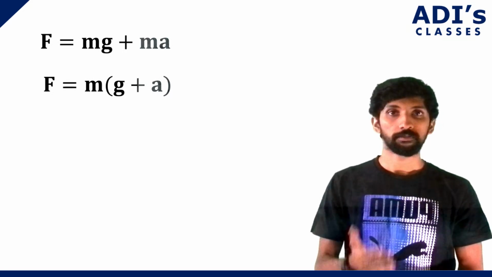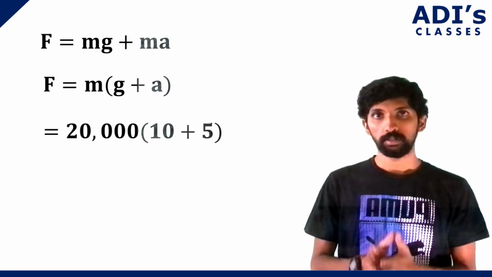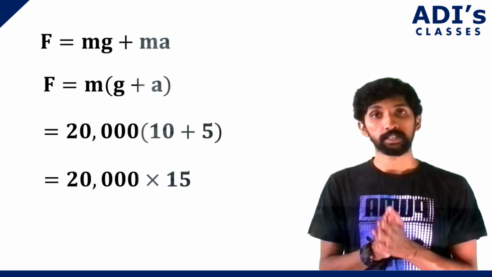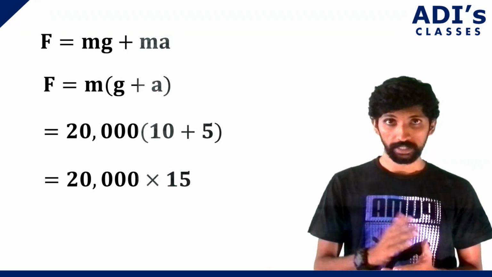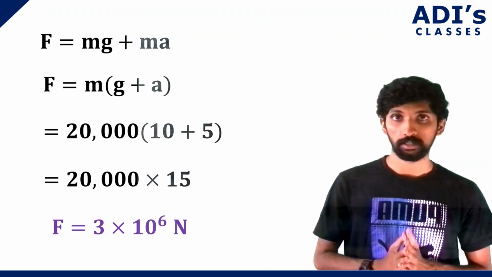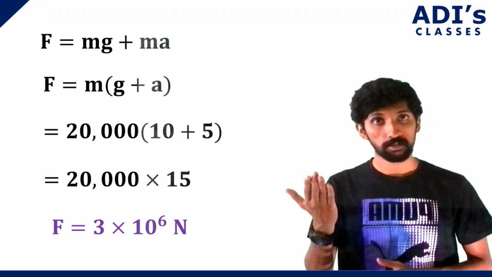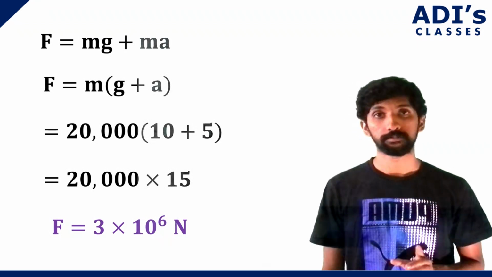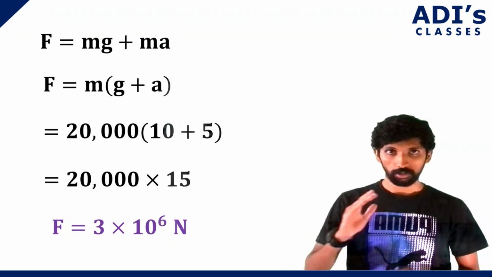Now substitute. If you substitute, m is 20,000 into 10 plus 5, 15. So 15 into 20,000. So we'll make this into scientific form. So you will get an answer as 3 into 10 to the power of 6 Newton. So the force of the rocket, the upward thrust of the rocket is 3 into 10 to the power of 6 Newton. That's quite a lot. Okay? Now, so next one.